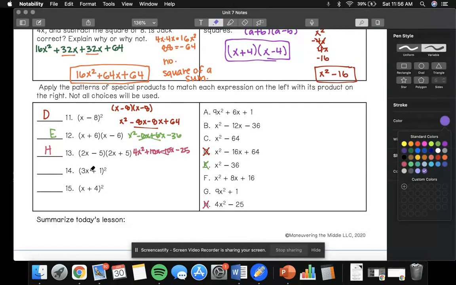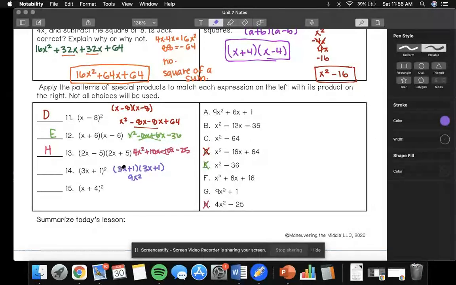Okay. 3x plus 1 squared. Again, I'm going to write it out and then just do it. 3x and 3x, 3x and 1, 1 and 3x, and 1 and 1. Okay. These would double and make 6, so I'm looking for 9x squared plus 6x plus 1.